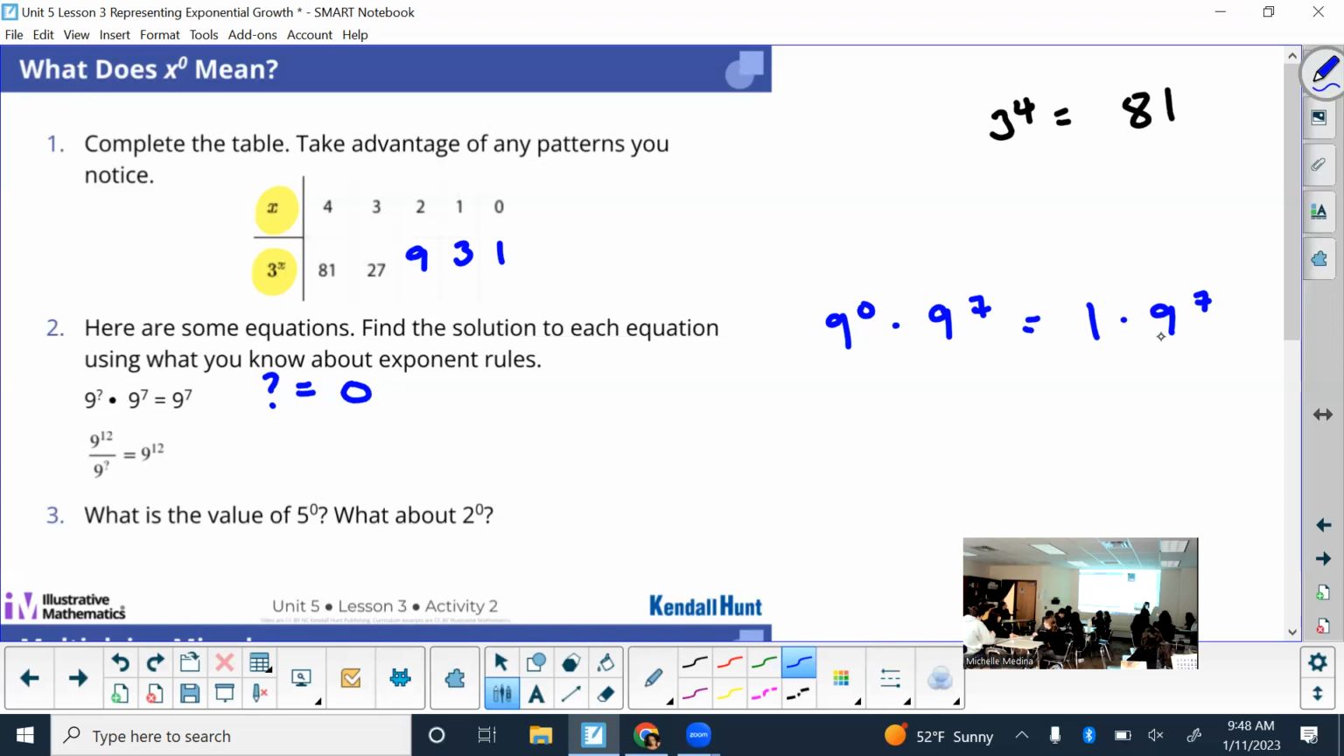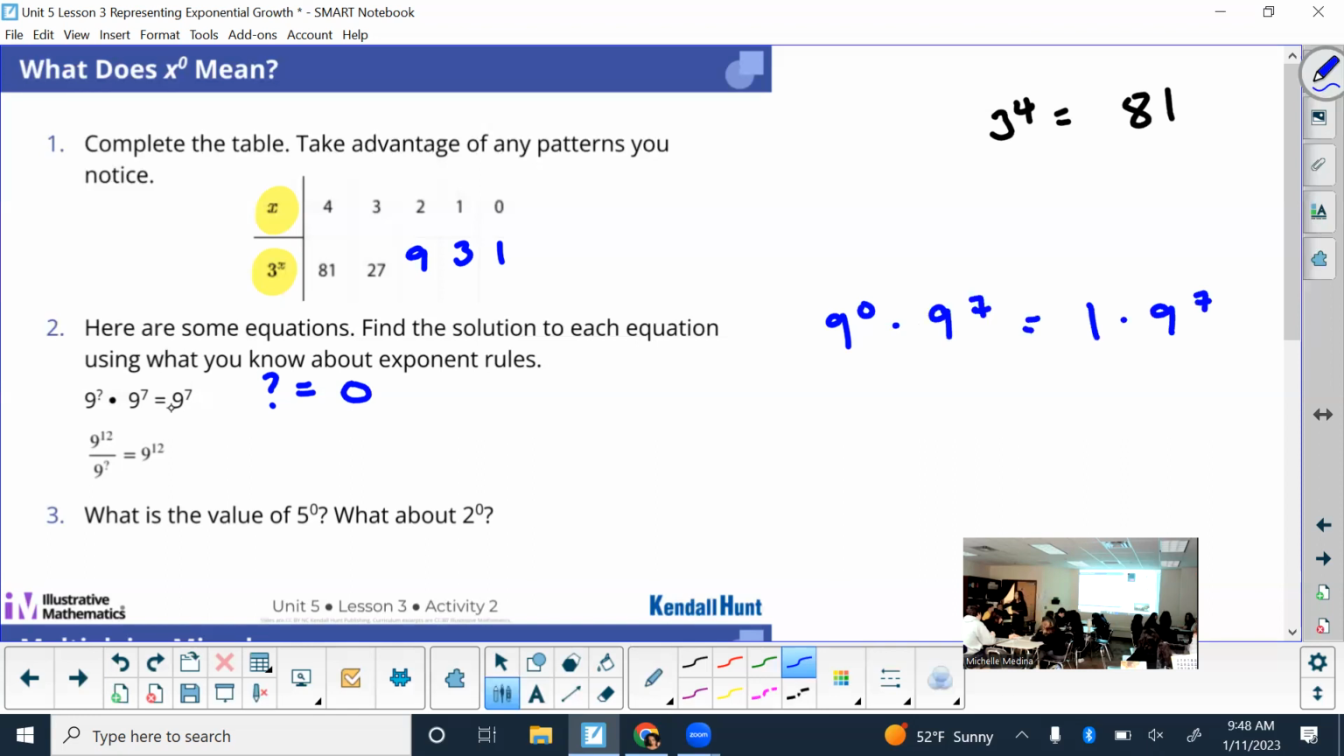Anything times 1 gives me the other value, right? So you're not going to add 0 plus 7 if you were thinking that. I mean, I guess you could, but then it gives you the answer. So you could do that, but that must be true since it equals the 9 to the 7. Does that make sense? All right.